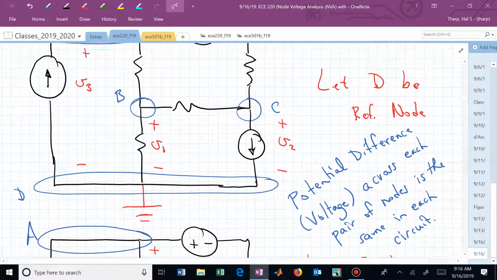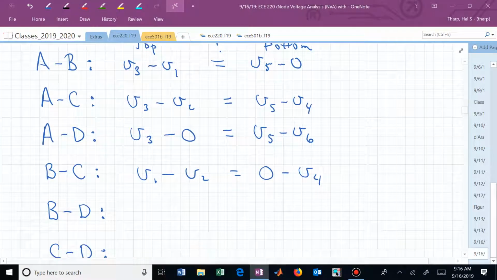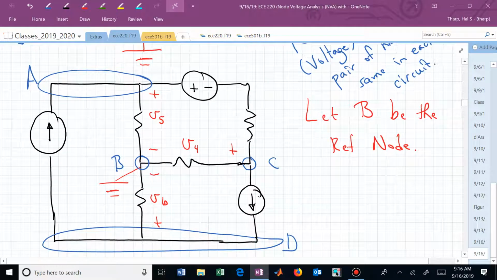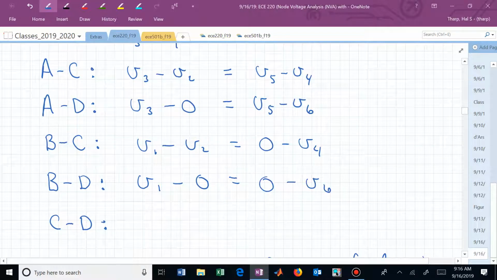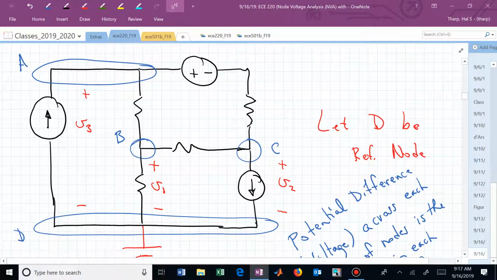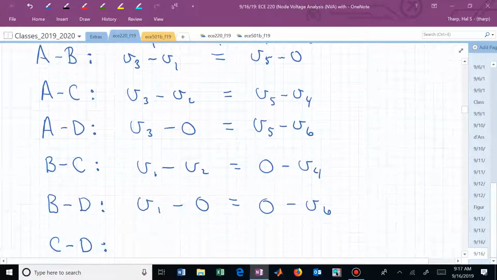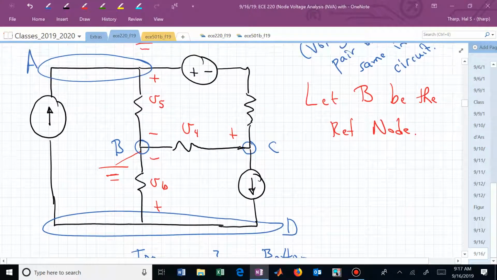B to D. That one's easy. That's V1 minus 0 in the top circuit. And in the bottom circuit, B to D. 0 minus V sub 6. Finally, C to D. V2 minus 0. And C to D here.